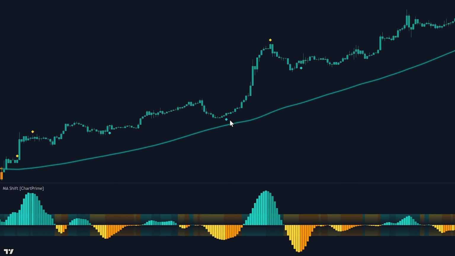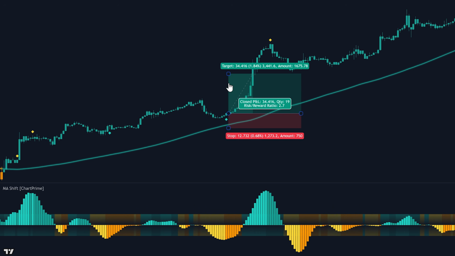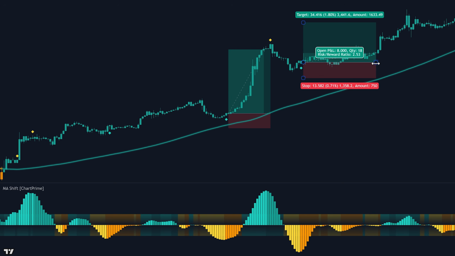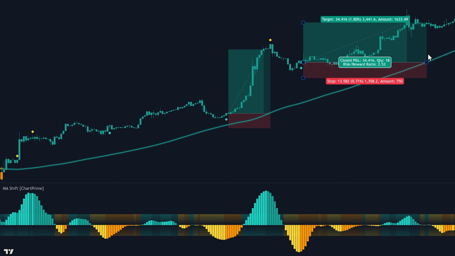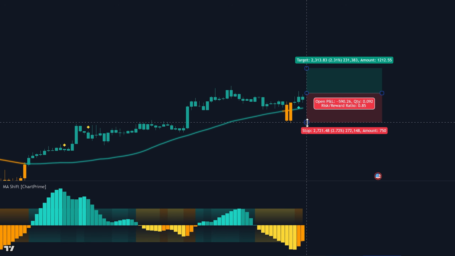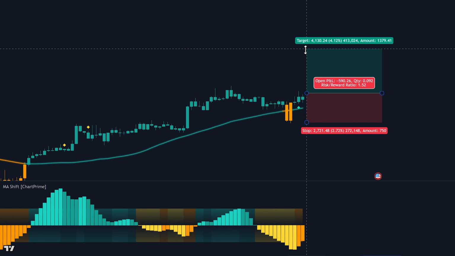The moving average shift indicator is a powerful tool for identifying trends, confirming momentum shifts, and spotting trade opportunities. By combining a moving average, an oscillator, and diamond signals, traders can gain clear insights into market direction and potential entry points. However, no strategy works perfectly every time, so it's essential to backtest and practice before using it in live trading.